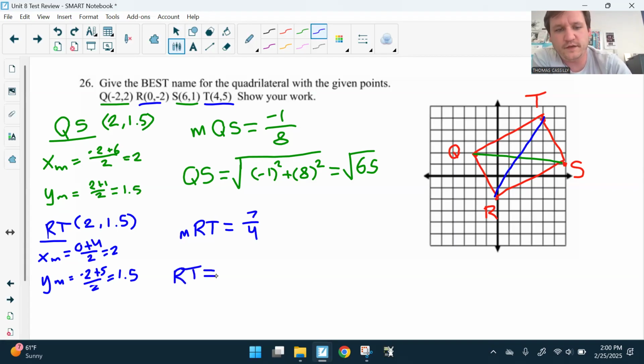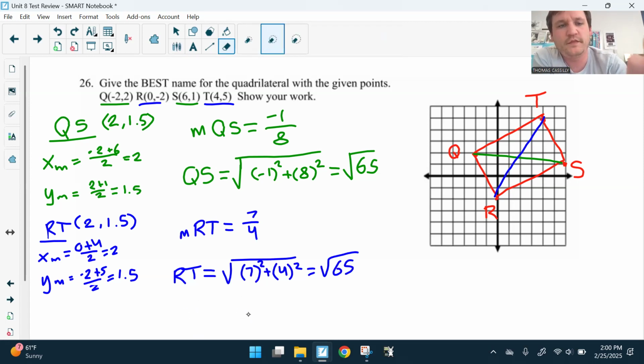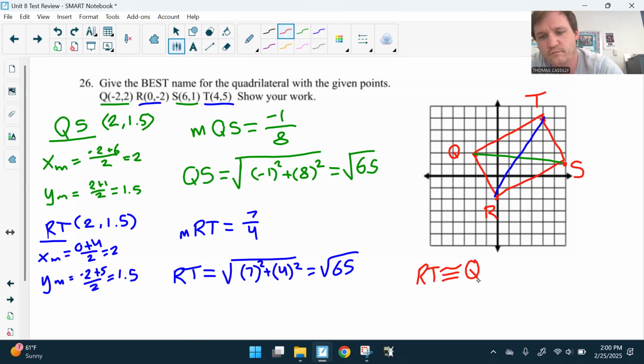All right, RT is equal to, I'm going to do 7 squared plus 4 squared. 49 plus 16, that's 65. So the diagonals are congruent. I'm going to say RT is congruent to QS. So this means it's a rectangle.